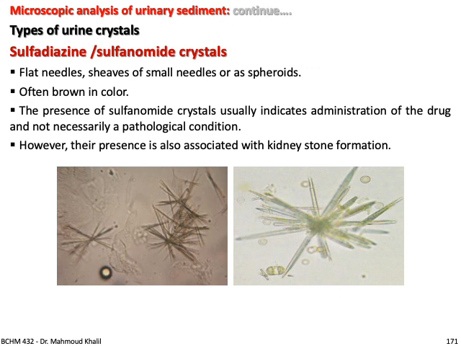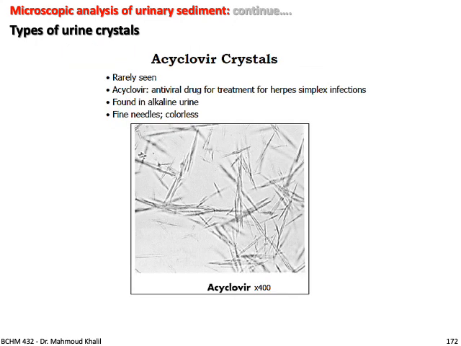Sulfadiazine and sulfonamide crystals are flat needles, sheaves of small needles or spheroids, often brown in color. These indicate the administration of the drug. That means the patient is using this drug, the sulfonamide. However, their presence is also associated with kidney stone formation.